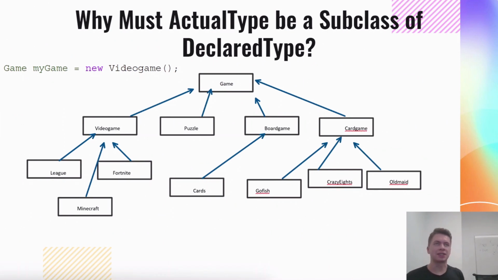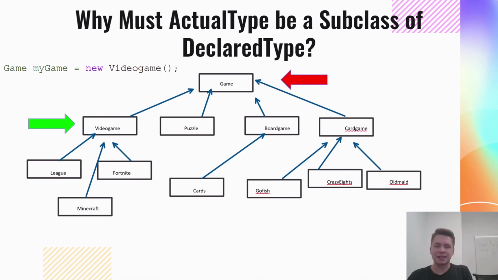So you may recognize this example from section, and let's say we're defining a new variable called myGame. Its declared type is game, while its actual type is video game. And I'm going to use a green arrow to represent actual type and red to represent our declared type for the rest of this video. In English, this makes sense. Our video game, all video games are games, so it's okay to declare a video game as type game. However, all video games are not Minecraft, so it's not okay to declare a video game as type Minecraft.